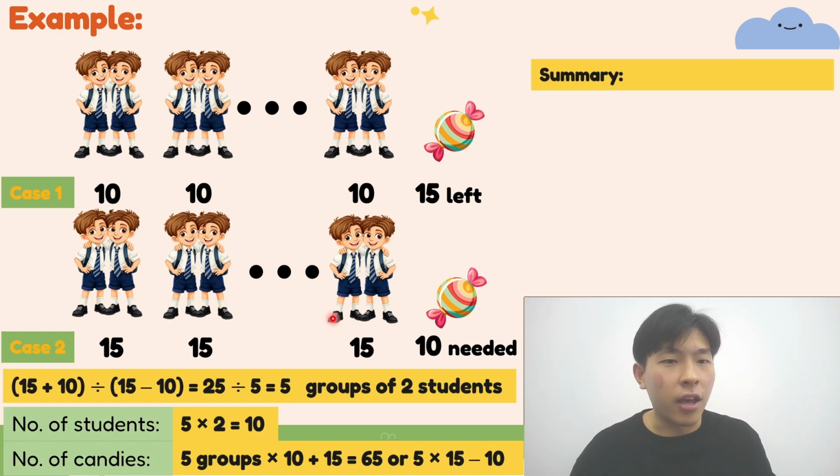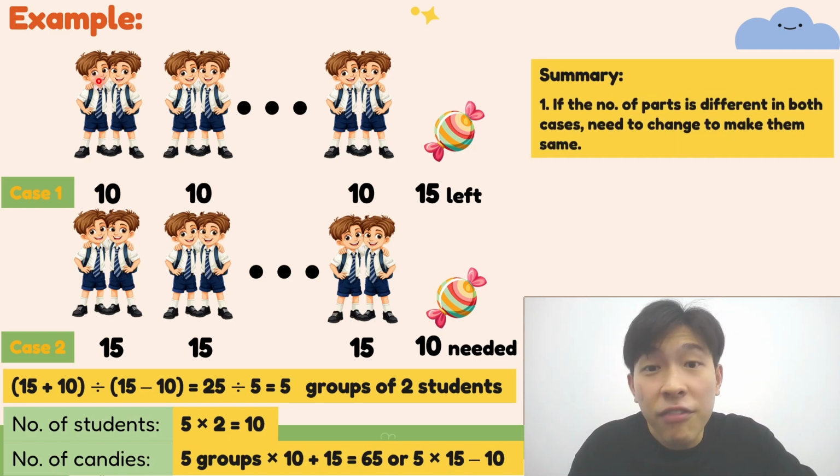So, let's do a very quick summary here. If the number of parts is different, just now we gave 1 single student, but here we give 2, we need to change them to make them all the same.